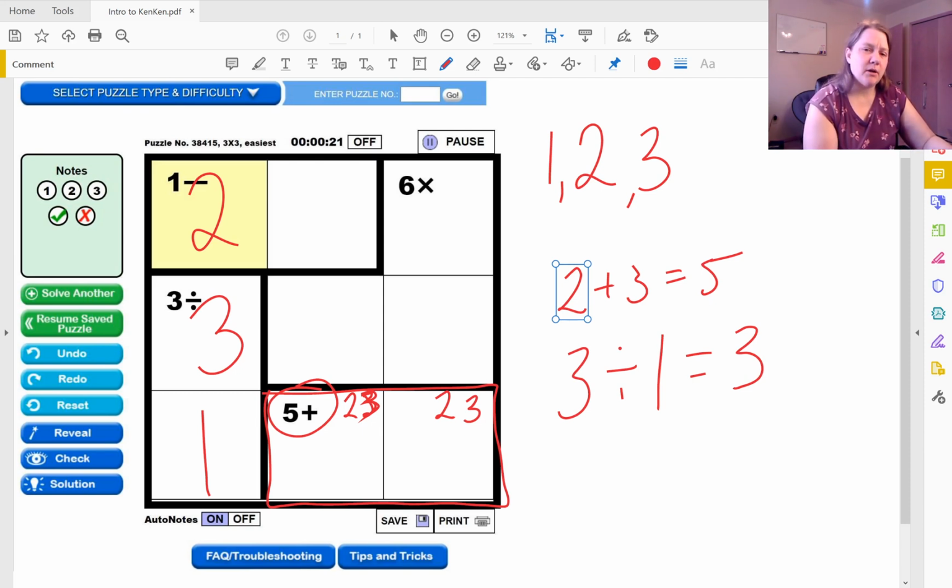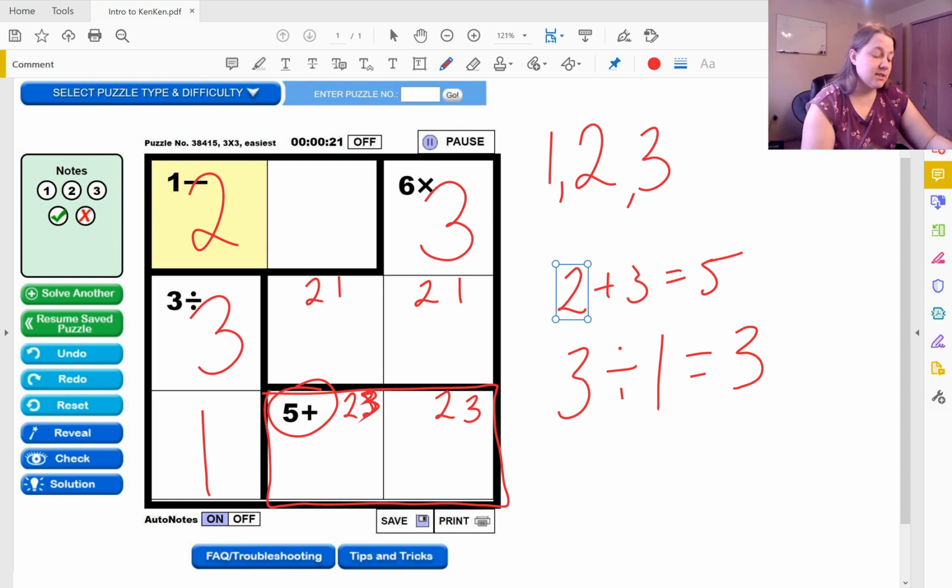Let's look at another part of the puzzle. I see there's a 3 here, and so I know that the numbers in here have to be a 2 and a 1. I don't know what order yet, but there's going to be a 2 and a 1. Now I'm supposed to be reaching 6 using multiplication. 2 times 1 is 2. So to get to 6, what's that missing number going to be? It's going to be a 3. So I'm going to put a 3 here.